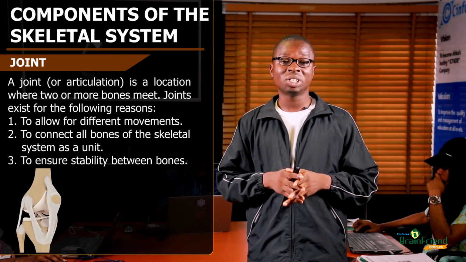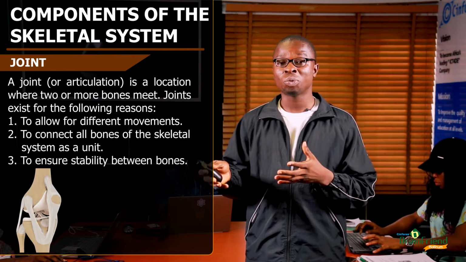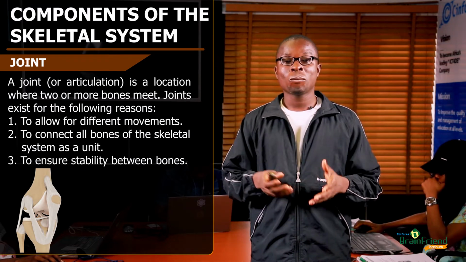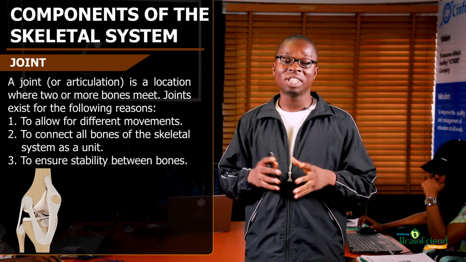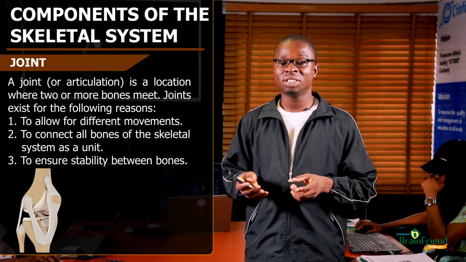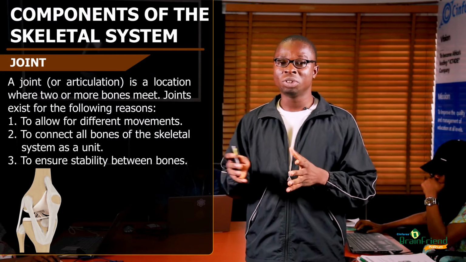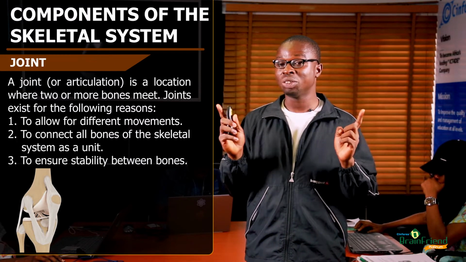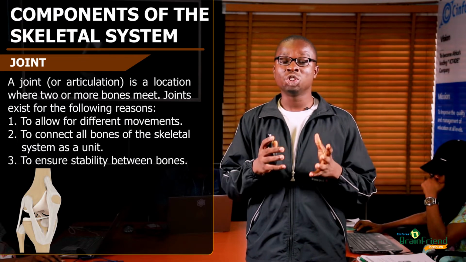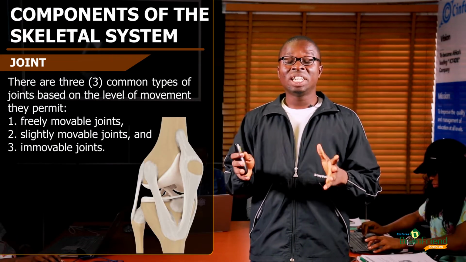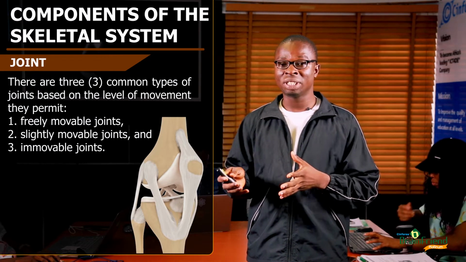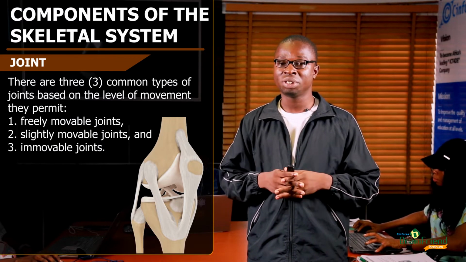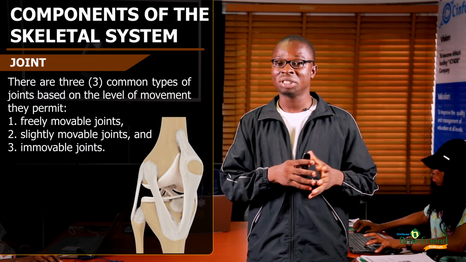Now, let's talk about the joints. A joint, also referred to as an articulation, is a location where two or more bones are connected. Joints exist for the following reasons. First, to allow for different levels of movement in the human body. Secondly, they connect all bones of the skeletal system in the body as a single unit. And finally, they ensure stability between bones. There are three common types of joints in the human body, namely the freely movable joints, slightly movable joints, and immovable joints. We'll talk more about that in the later part of this lesson.